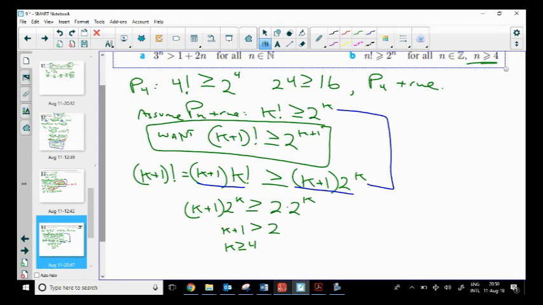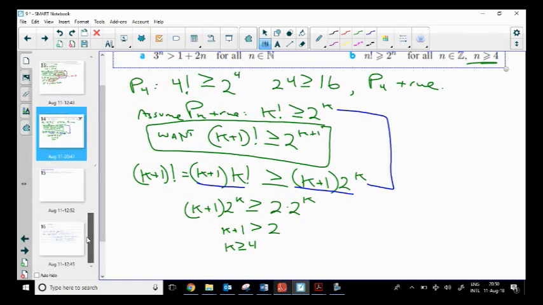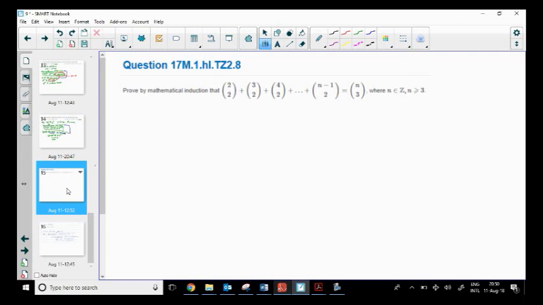So that's inequalities. And now I just wanted to share with you one example from a previous HL math exam. This is from 2017 May, time zone 2. It's question number 8. And it's an induction problem with binomial expansion. Okay, so this is a 9-mark question. Let's see how we do.